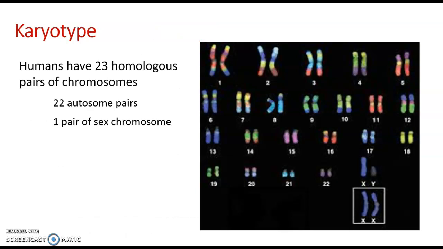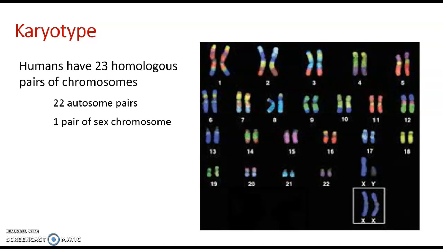Humans have 23 homologous pairs of chromosomes. We have 22 autosome pairs, so those are going to be the things that code for the traits of our physical selves, and the things that code for the proteins that are fueling all of the physiological processes that we've talked about in all of those other body systems. And then we have a single pair of sex chromosomes that allow us to produce the individual sex hormones and lead to our external sex characteristics, whether that be male or female.